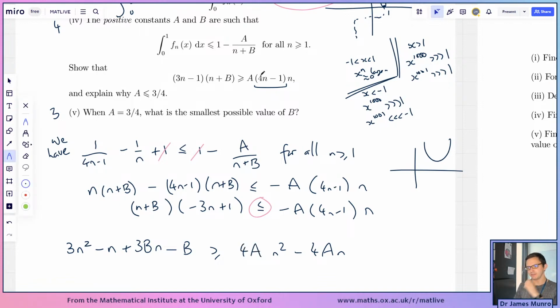Doing my multiplication out, so this is 4an squared minus 4an. Okay, so we've got these two quadratics fighting. Let's make it even clearer. Oh, a is equal to 3/4. Onto the next part. I'm with you, don't worry.